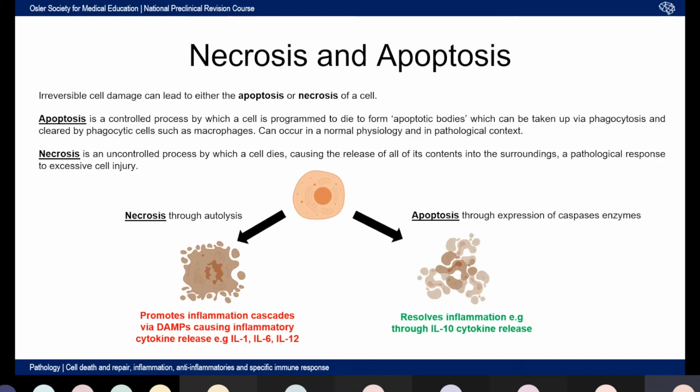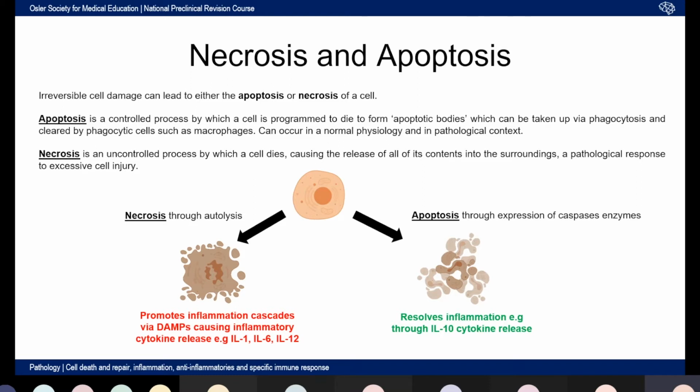Whereas necrosis will promote inflammation because it produces DAMPs, which is damage-associated molecular patterns, which we'll get onto. An example of that would be ATP. Because ATP is inside the cytoplasm of cells, it would naturally be released in necrosis because the cell just releases all of its cytoplasm, and then that would promote inflammation through IL-1, IL-6, IL-12. So there is a difference.